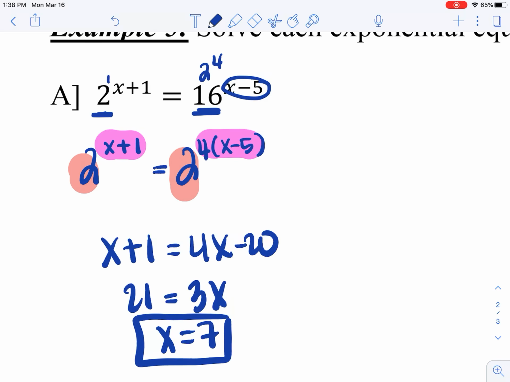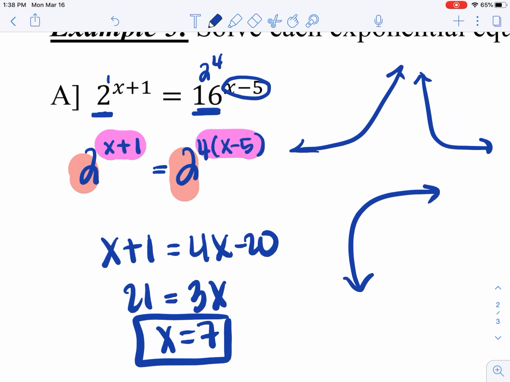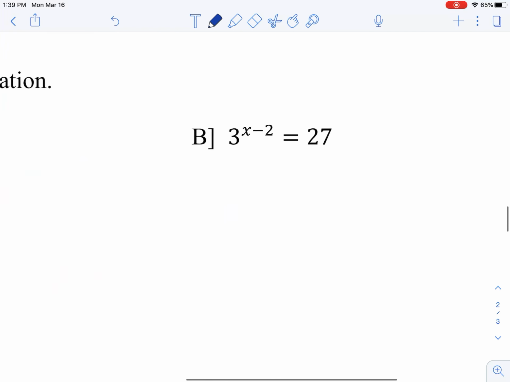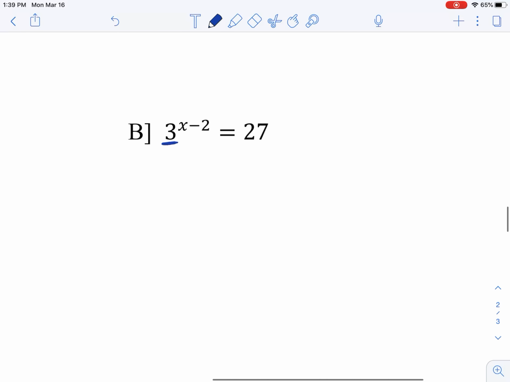All right, so now for exponential functions, you don't have to check your answers. As we saw when we graphed exponential functions, exponential growth looks like this, exponential decay looks like this. Either way, the domain's all real numbers. Any x value that you get as a solution works. Logarithmic functions look like this. So there is a restriction on your domain. Not all x values work. There's a vertical asymptote, so that's why I have to check our answers there.